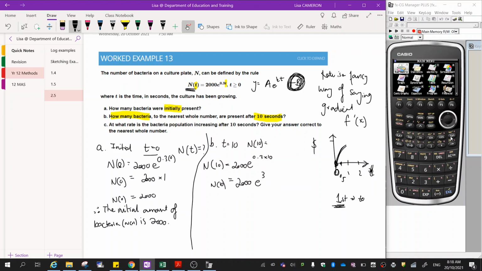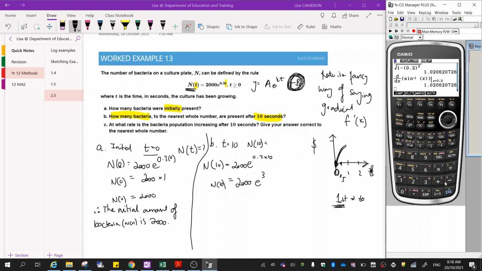But this has asked me to get it to a whole number, not 2 decimal places. So I'm going to put it in my calculator. Now, your Euler button is just above here. E to the power of 3, execute.